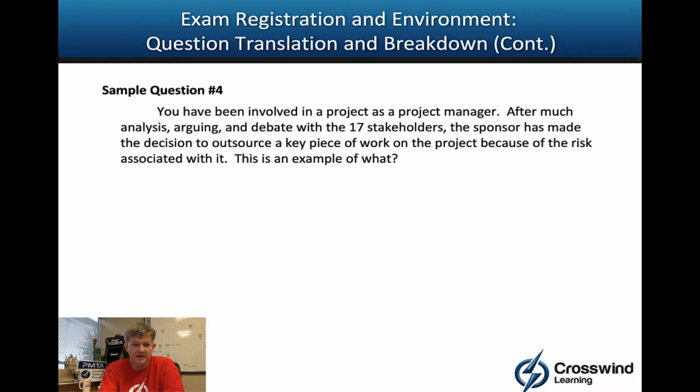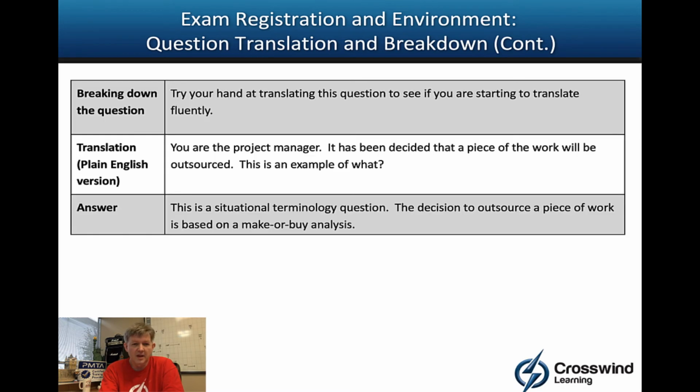Okay, so let's see. So I'm a PM on a project. Sponsor has decided to outsource a key piece because of the uncertainty. My initial reaction is something like procurement or risk, maybe mitigation or transference. So let's see. Feel free to pause. Feel free to translate this and then start playing again, if you will.